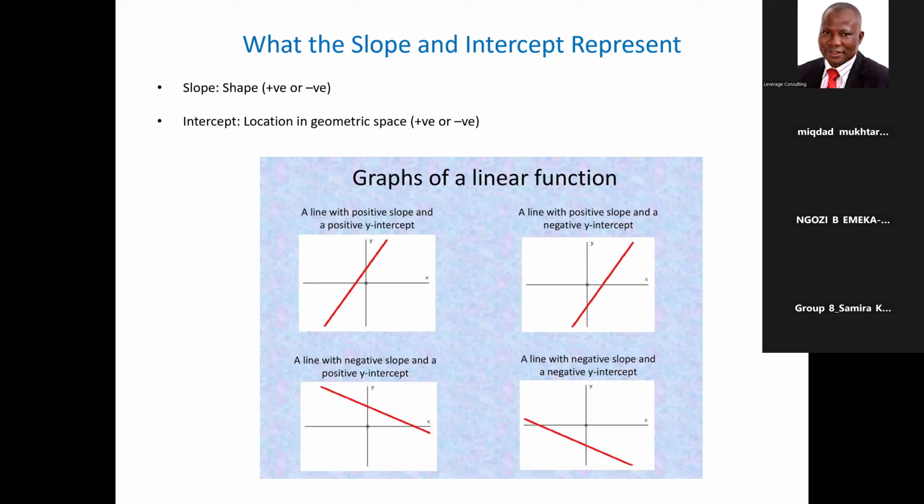Now let's also look at the combination of slope and intercept. The slope gives you the shape, whether it slants up from right to left, up from left to right, or down from left to right. That's the shape. But the location in geometric space is the intercept. You can see these 4 graphs. The first one is a line with a positive slope and a negative intercept.